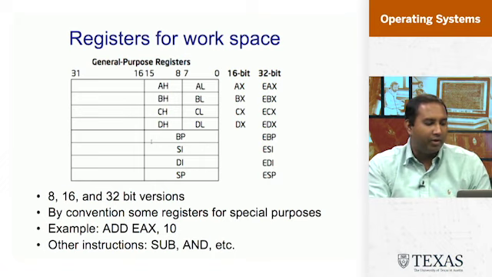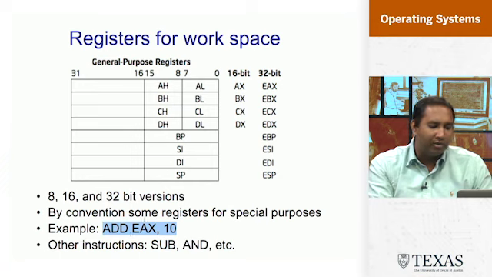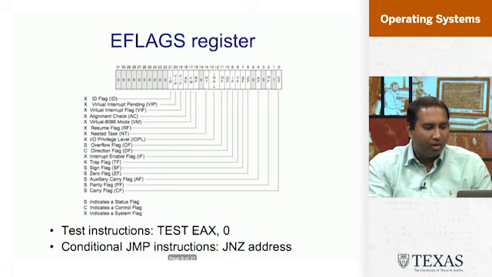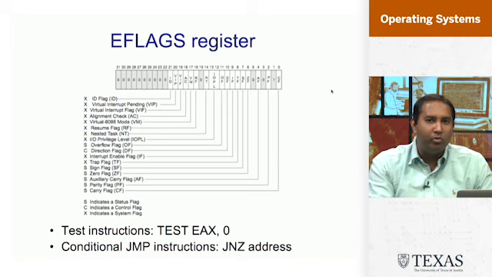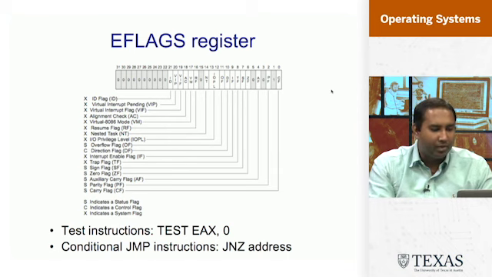For example, in this particular instruction, we have add EAX, 10. What that instruction means is add 10 to whatever is in register EAX. You have other instructions like subtract and so on. There's a bunch of different registers, but in this course you don't have to go into a lot of detail. It is helpful, though, to understand that this is how the hardware is actually executing different things, right?